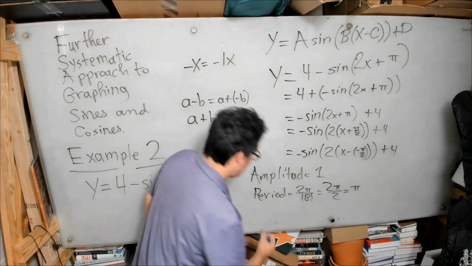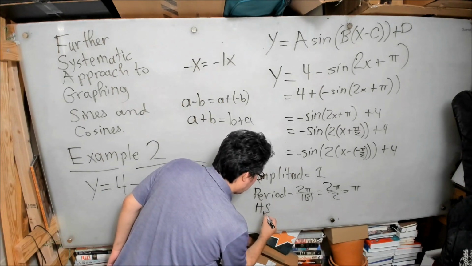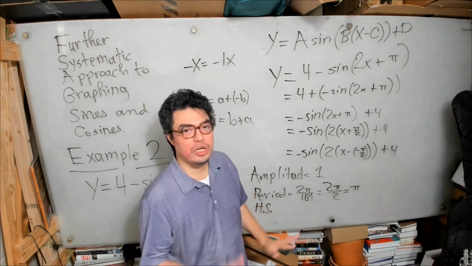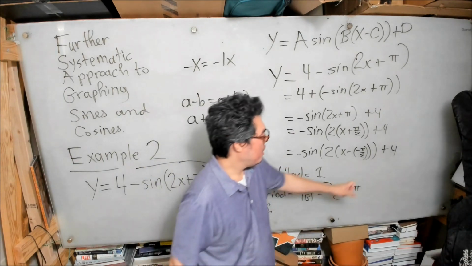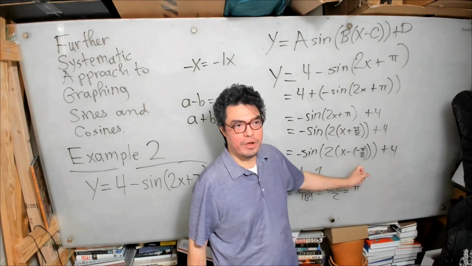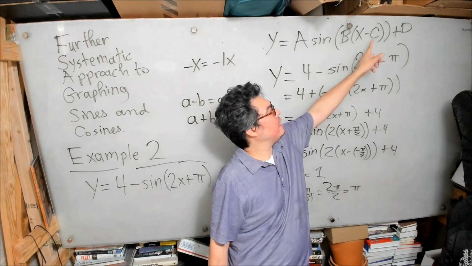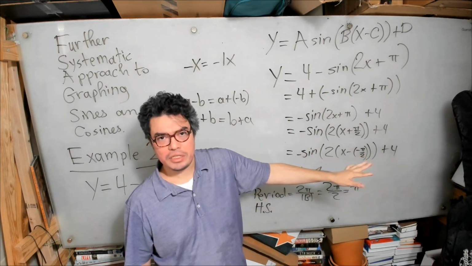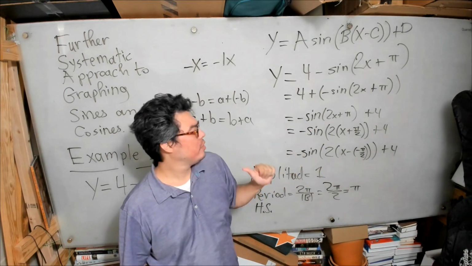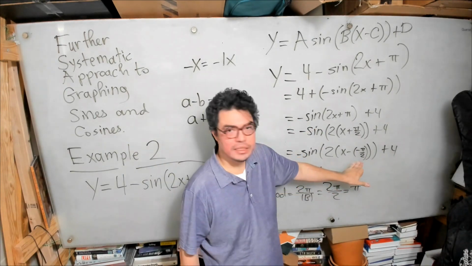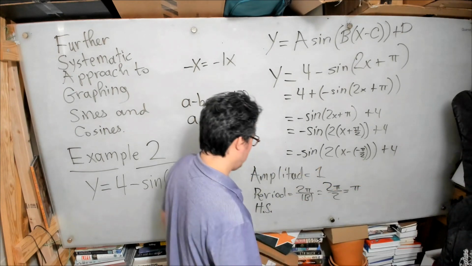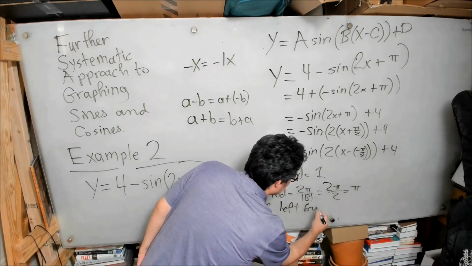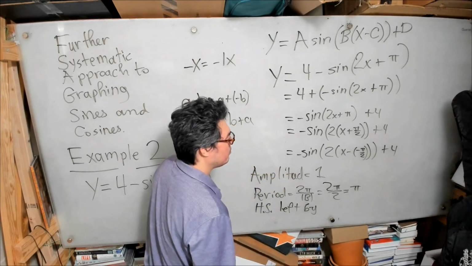Now, our horizontal shift, let's just call it HS, just to save us some time. We know that, if we're looking at our table, when we wrote it as x minus c, then it would be a shift to the right if c was positive and a shift to the left if c was negative. Okay, here we can see since the c is negative, it's going to be a shift to the left. So horizontal shift left by pi over 2.